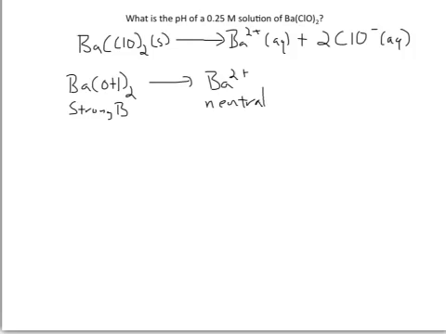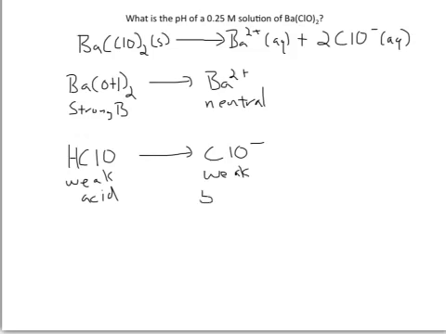In the case of the anion, it can either be basic or neutral, and so I need to consider its conjugate acid. The conjugate acid of ClO- is HClO. This is not one of the 7 strong acids, so it's going to be a weak acid. So that means the conjugate base, ClO-, is a weak base. So essentially what this problem is asking is, what is the pH of this basic ClO- solution?